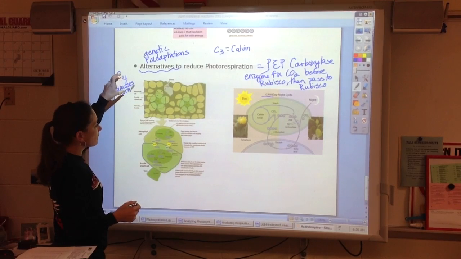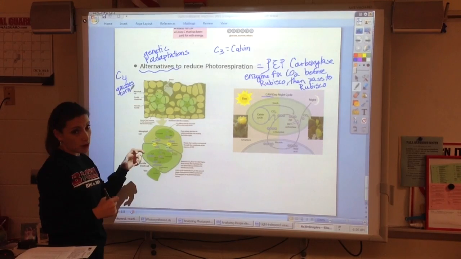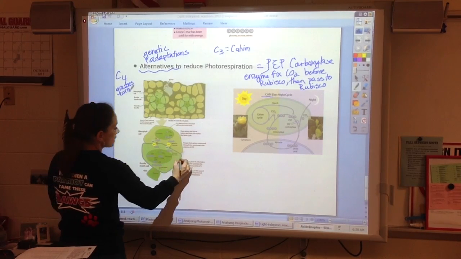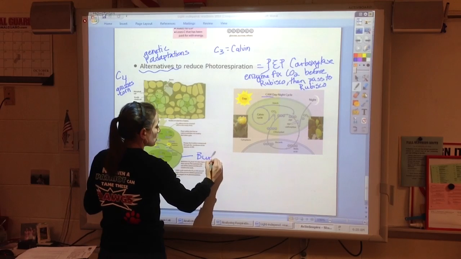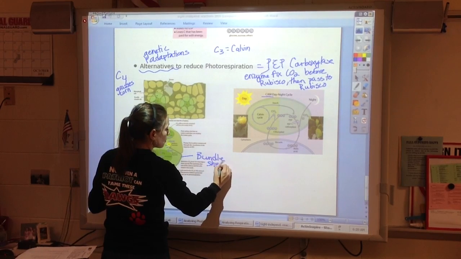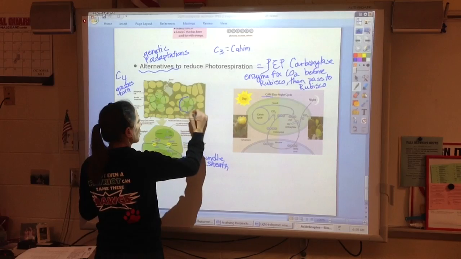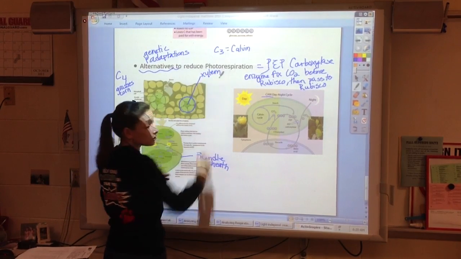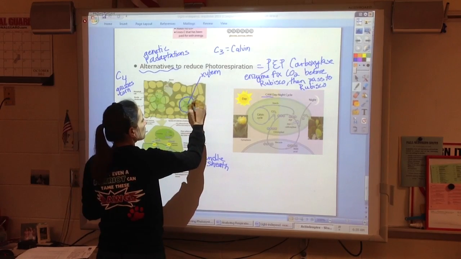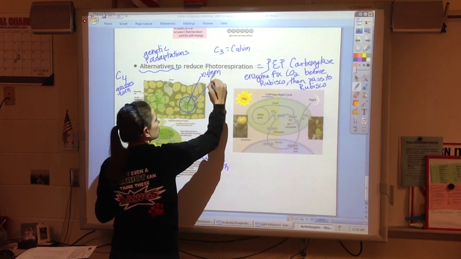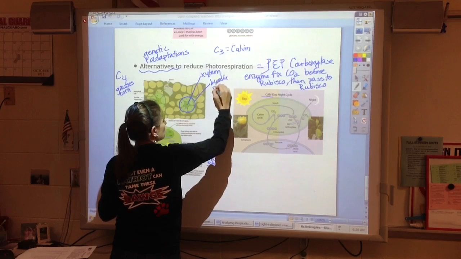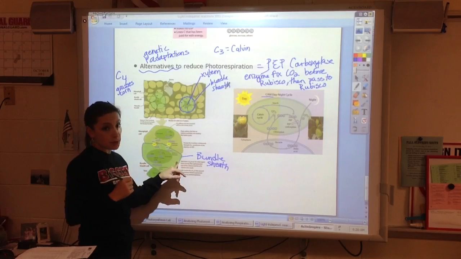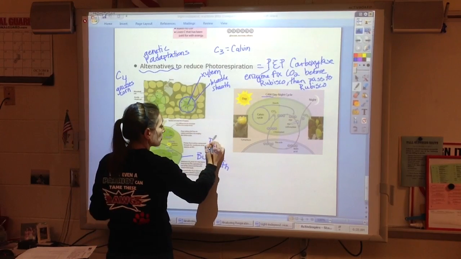What happens in C4 is that we physically separate rubisco from the oxygen. These are called bundle sheath cells, these inner cells, and they're right here around the vascular bundle. Right here in the middle is going to be the xylem, the tube that moves the water. These cells here are your bundle sheath. And so we're going to keep rubisco only in the bundle sheath.